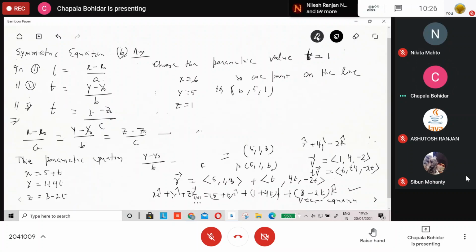Other point: let t be equal to 2. So the point on the line is (7, 9, -1). Other points on the line, for example, we could choose t equal to minus 1.